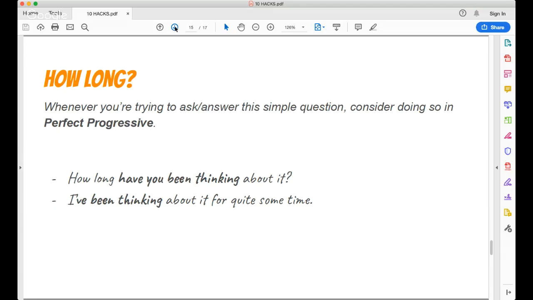How long? Whenever you're trying to ask or answer this simple question, consider doing so in perfect progressive. How long? How long have you been thinking about it? I've been thinking about it for quite some time, right? So every time you're trying to ask somebody, and the main idea behind the question is "how long," always go with perfect progressive. And again, if you're trying to respond, you're also going to use perfect progressive. All right, all right, all right.